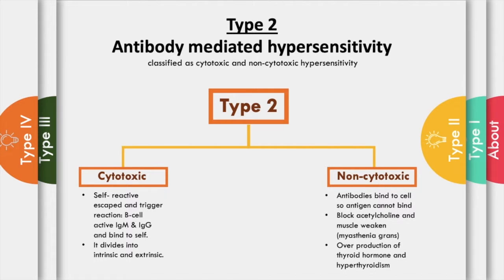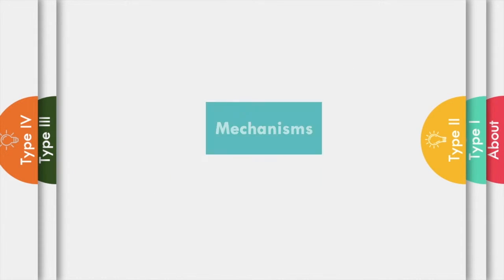In non-cytotoxic type 2 hypersensitivity, antibodies bind to the cell and prevent the antigen from binding. This condition blocks acetylcholine and causes muscle weakness. This overproduction of thyroid hormone causes hyperthyroidism. For mechanism 1, it involves the complement system.